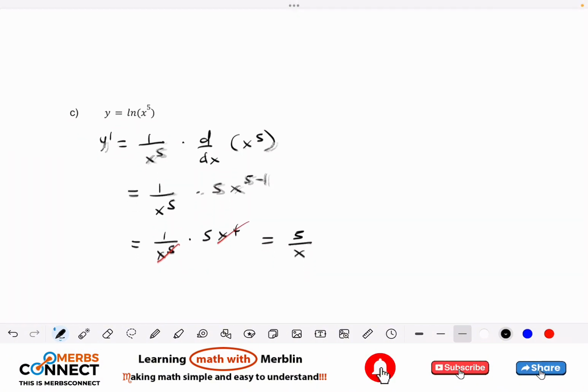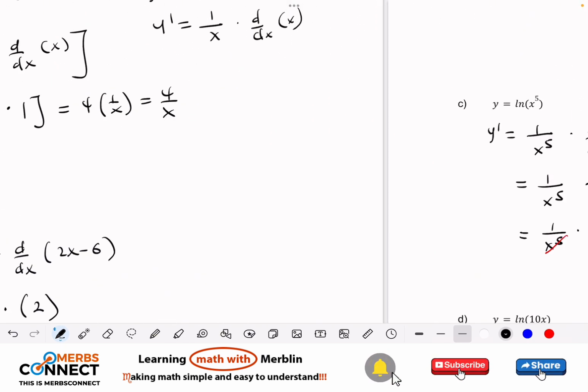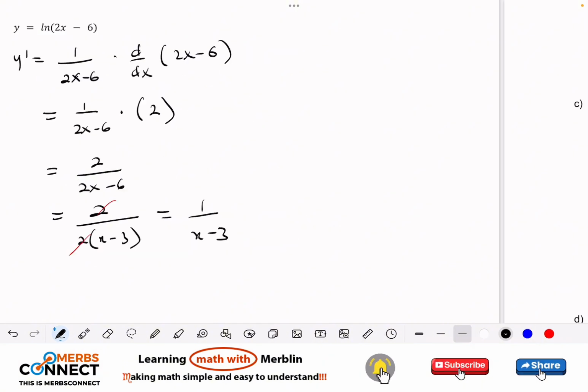So this is the group quiz, which is just minus 1 over x. These are all natural log functions that we wanted to learn how to differentiate.